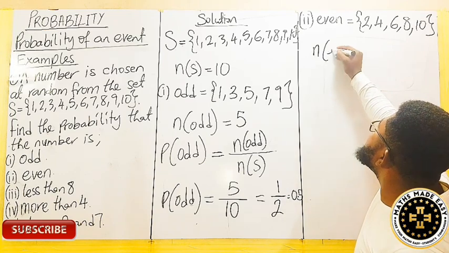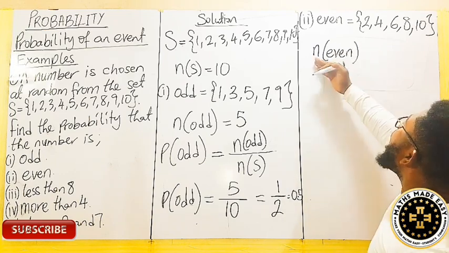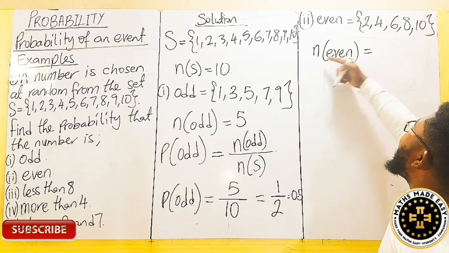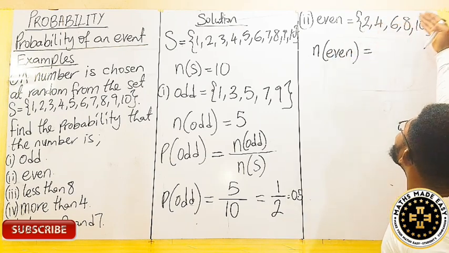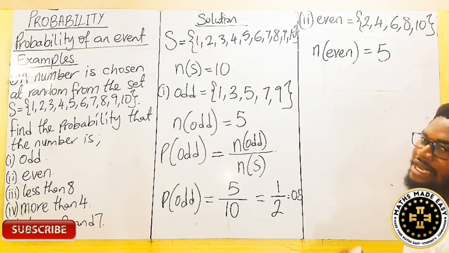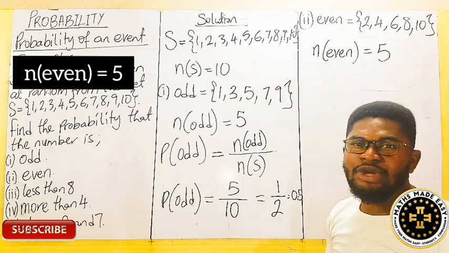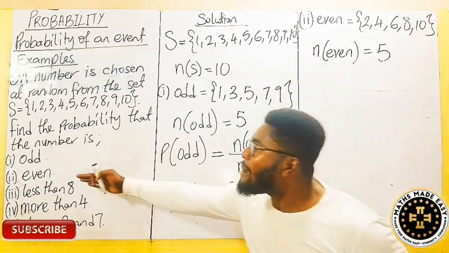Now let's take the number of even. N of even means number of even, meaning how many even numbers are here. Let's count them: 1, 2, 3, 4, 5. So we have 5 even numbers, of course, just like the odd numbers. We have 5. Now the question was probability of even.